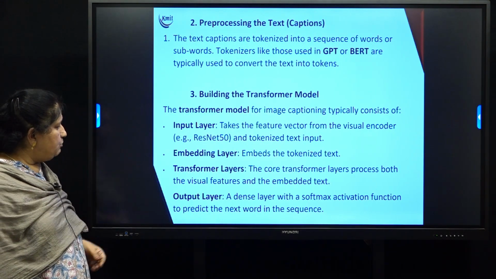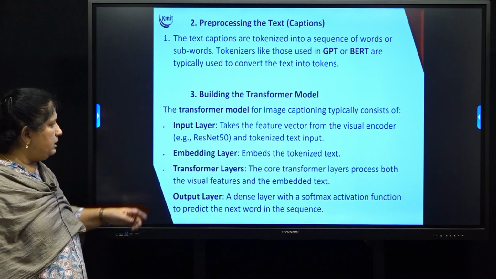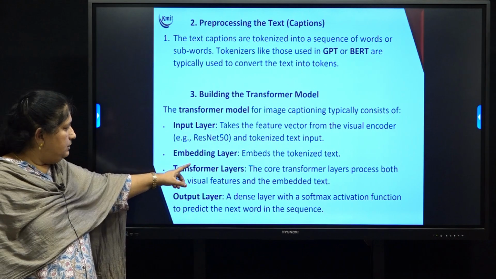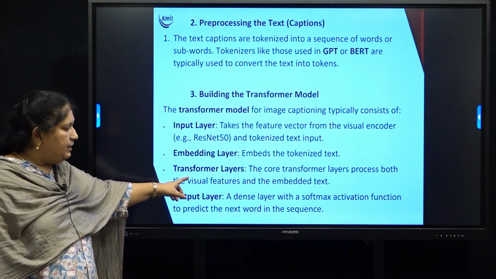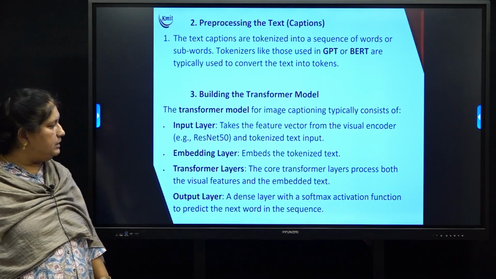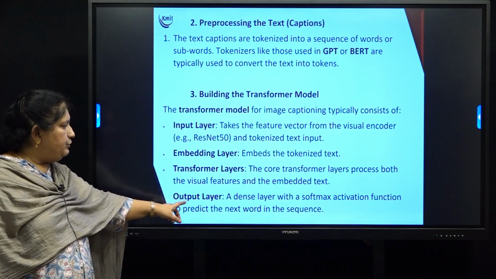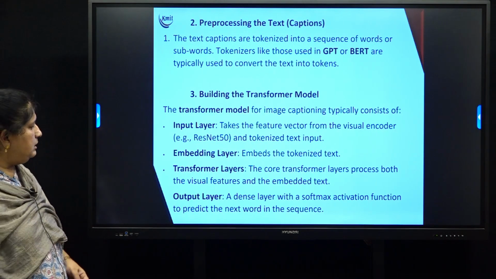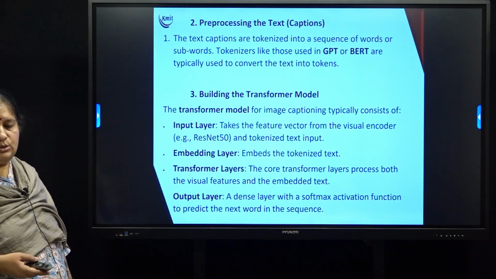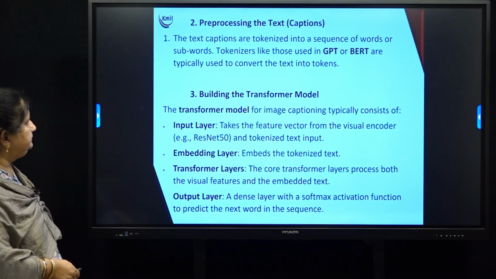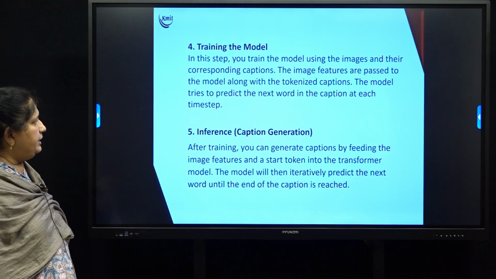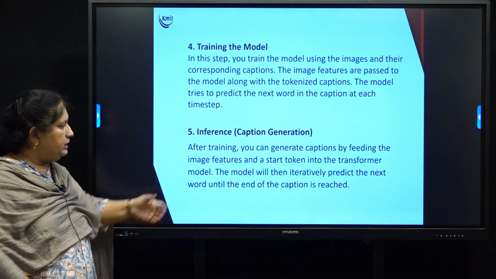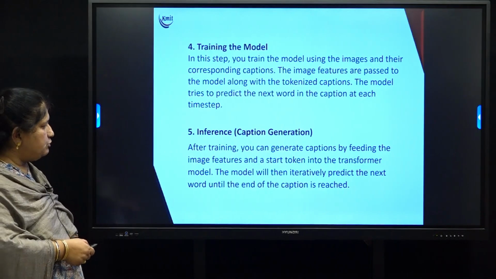Building the transformer model, how do we build the transformer model? Input layer should be there, embedding layer should be there, transformer layers which are trying to go through the features and generate the text, and an output layer which is a dense layer with a softmax activation function which is trying to predict what is the next word in the sequence. Training the model, we need to train the model, then caption generation should be done and inferences are to be drawn from that.